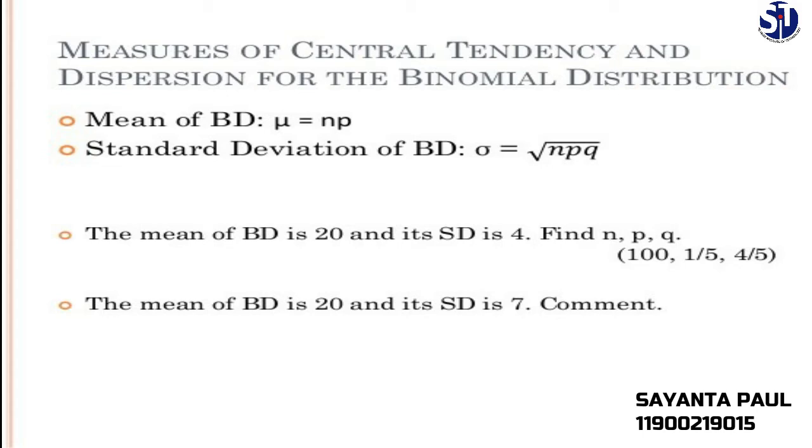The mean of BD is 20 and its SD is 4. We have to find n, p, q. This is a numerical question. Number 4, the mean of BD is 20 and its SD is 7. Again you have to find n, p, q. This is also a numerical question.